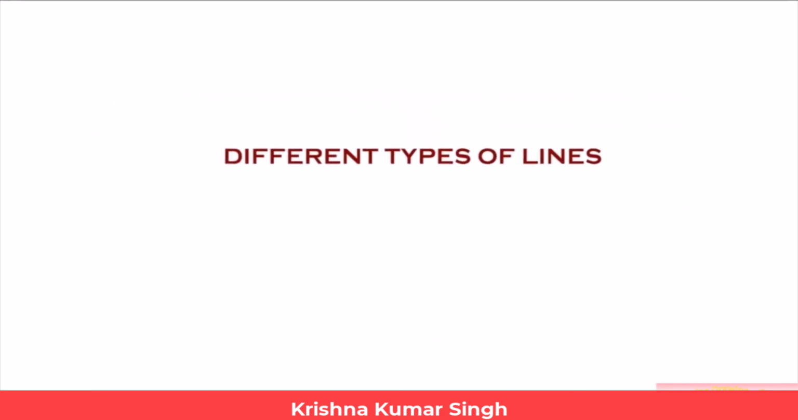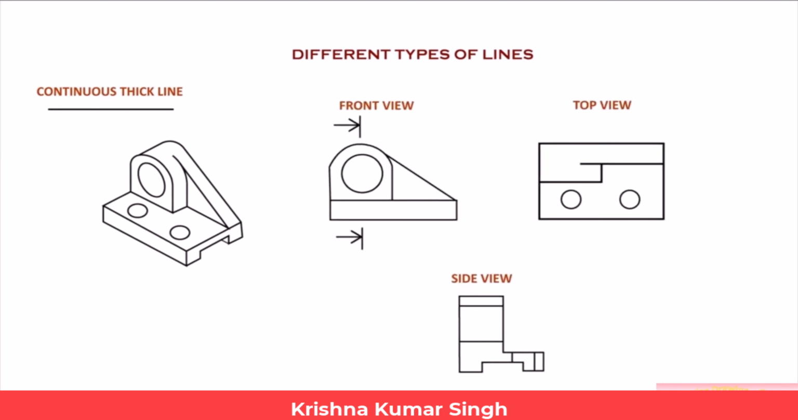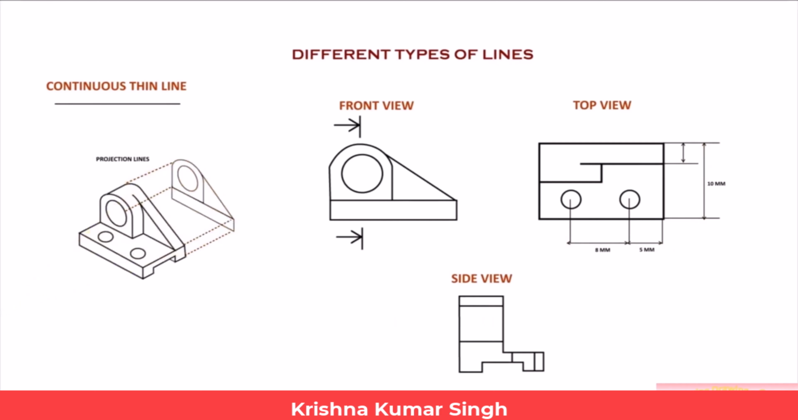Next, we will see different types of lines used in drawing to indicate different parts of an object. Continuous thick line. This line is used to display outlines and edges of the main drawing. Continuous thin line. This line is used for extensions, dimensions, projections, hatching, leader, etc.